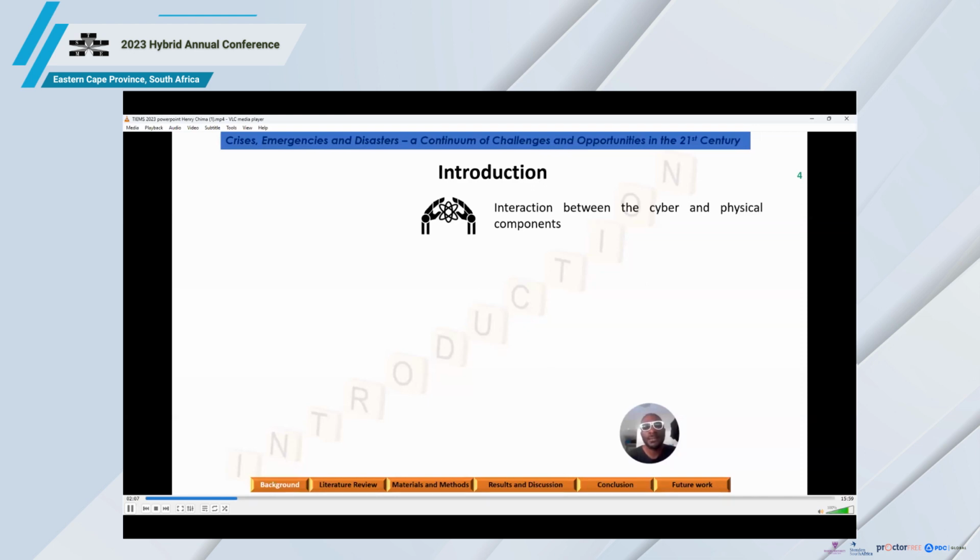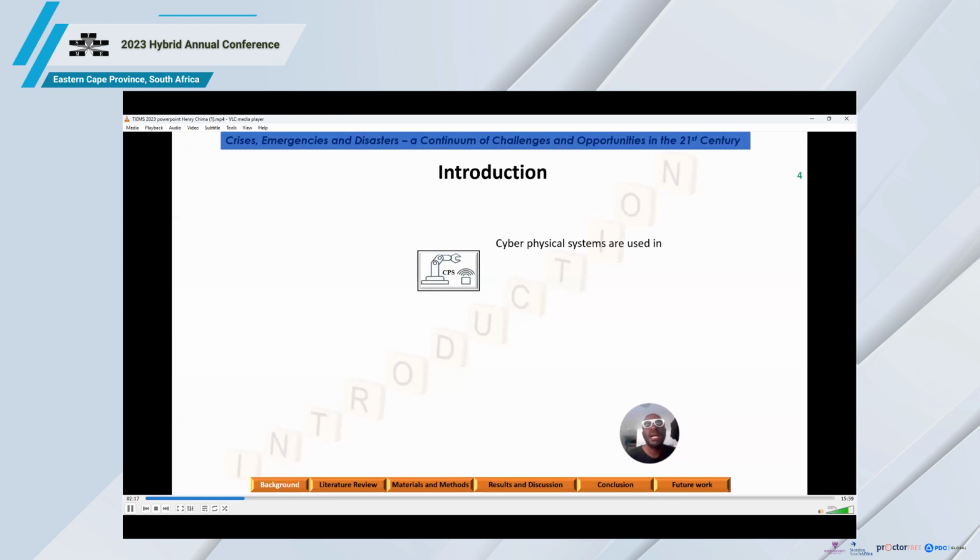Now, what are cyber physical systems? Cyber physical system simply means the interaction between cyber and physical components. And these cyber physical systems have been adopted by so many sectors of the world. One of such sectors is the energy sector, where it's used to dissipate energy to consumers. One other industry where it is used is the agriculture industry, where it is used for precision agriculture and farming, and also in the transportation industry.